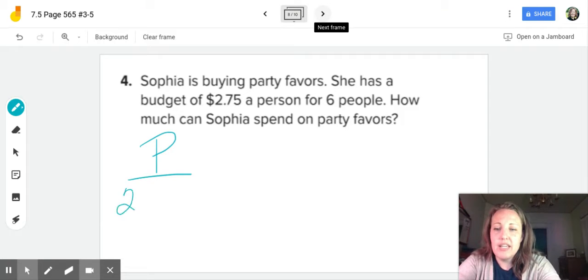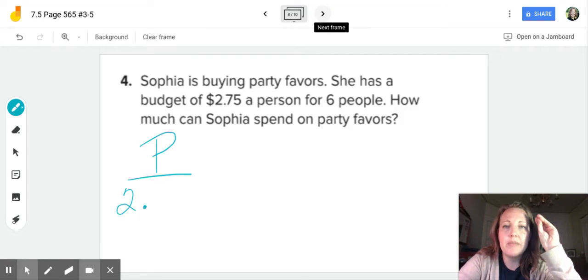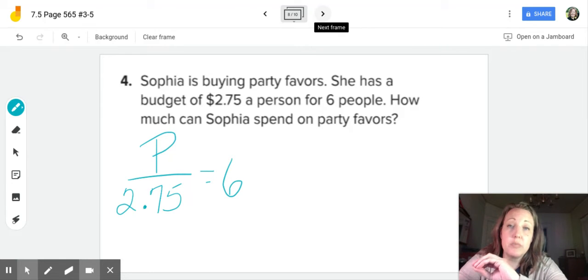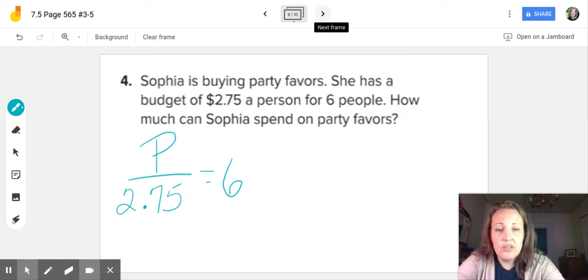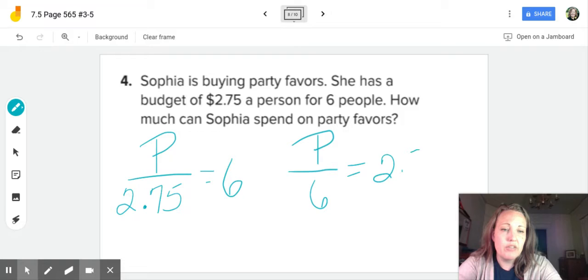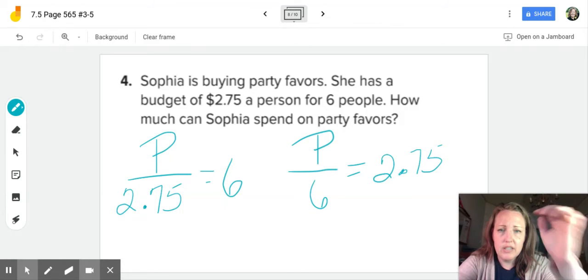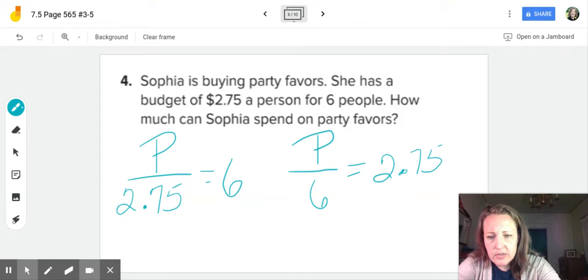If I take P and make that the total amount of money I'm going to spend on party favors, and if I divide that by $2.75, I'm going to be able to get 6 people, right? I could also say the total number of party favors divided by 6 people is equal to $2.75. Okay. Now, if you work that out, $2.75 times 6. Okay. So let's do that.